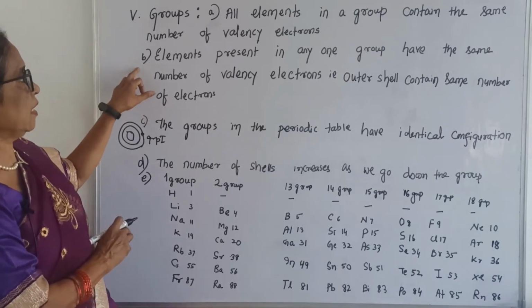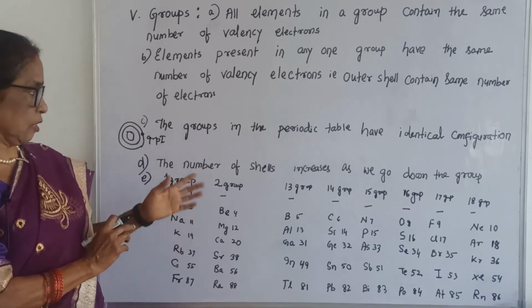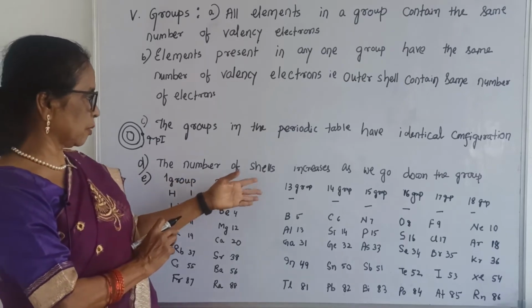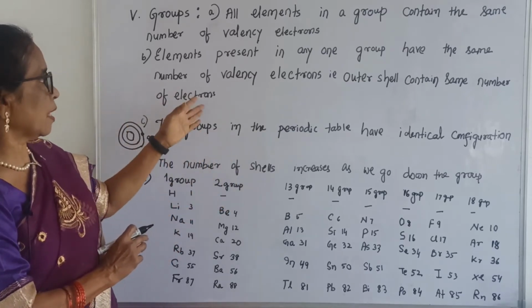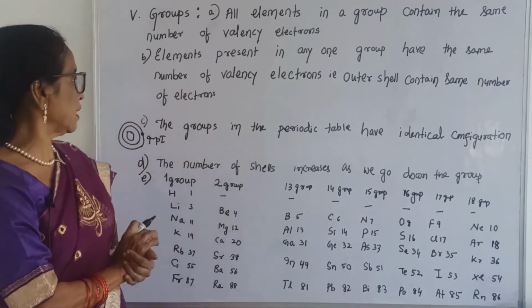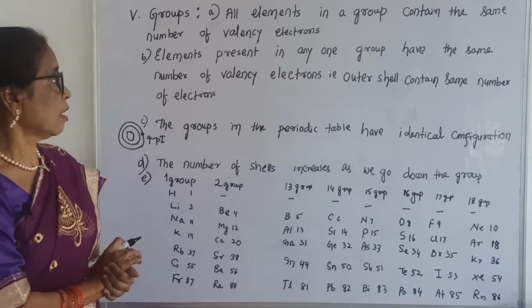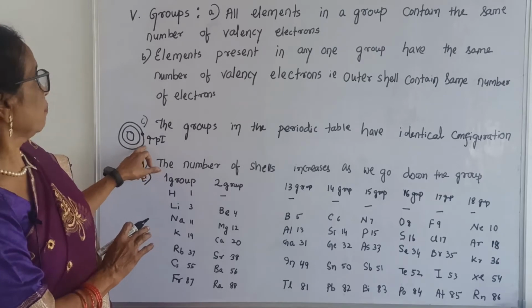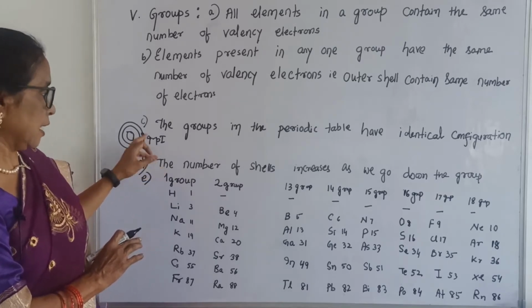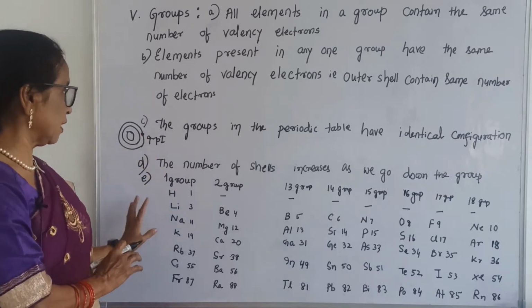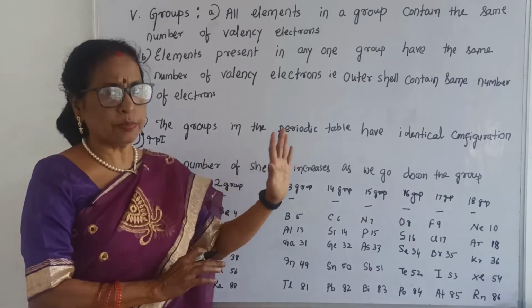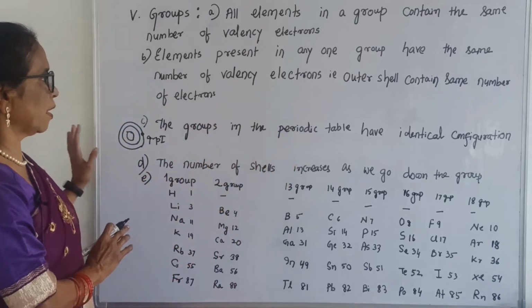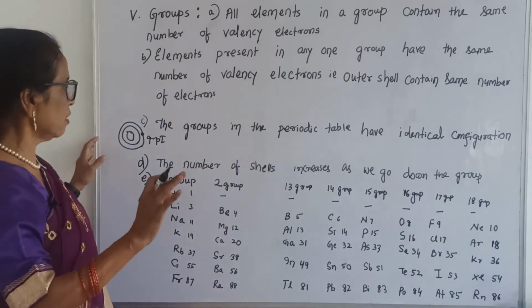The elements present in any group, suppose first group, second group, 13 group, what happens? The number of valence electrons is the same; the outer shell contains the same number of electrons. So the elements present in a group contain the same number of valence electrons.